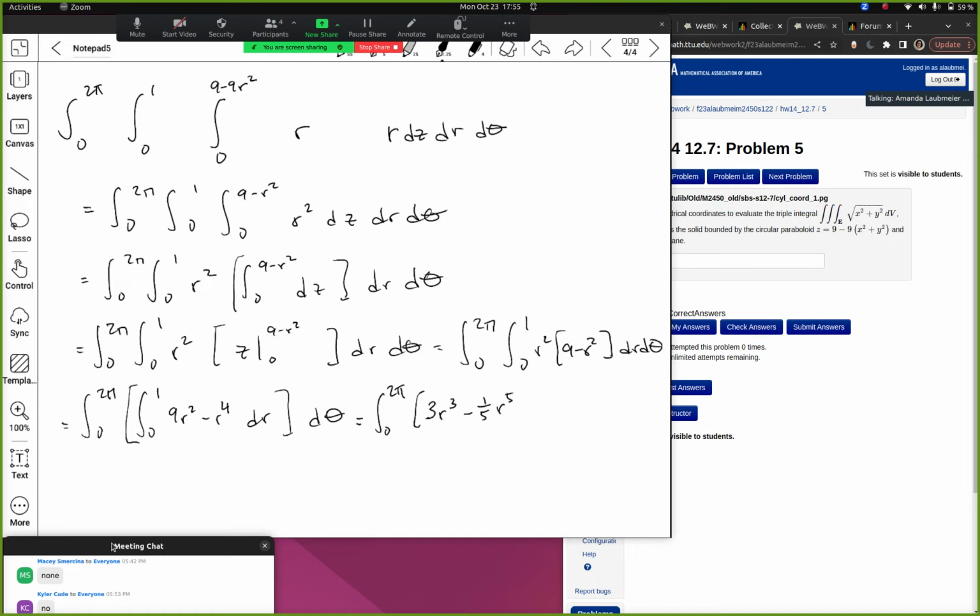And I could check that for myself and make sure when I take a derivative, I get what I started with, because I'm not very good at remembering those things. And then we evaluate from 0 to 1, which is just going to give us 3 minus a fifth minus 0, which I don't especially want to do, so I'm going to leave it like that. And if you were taking an exam, I would say do the same, because adding fractions is not super important.